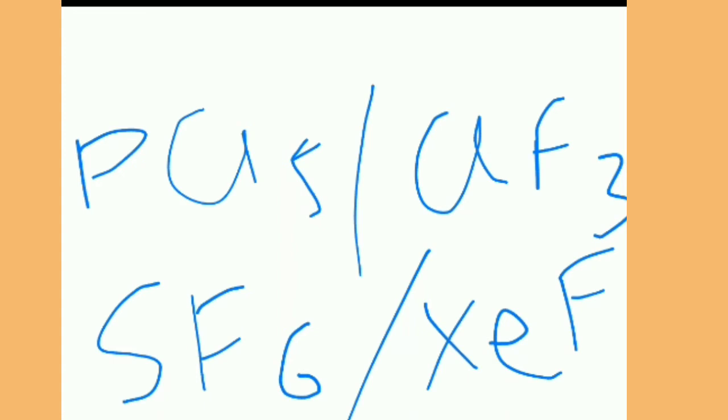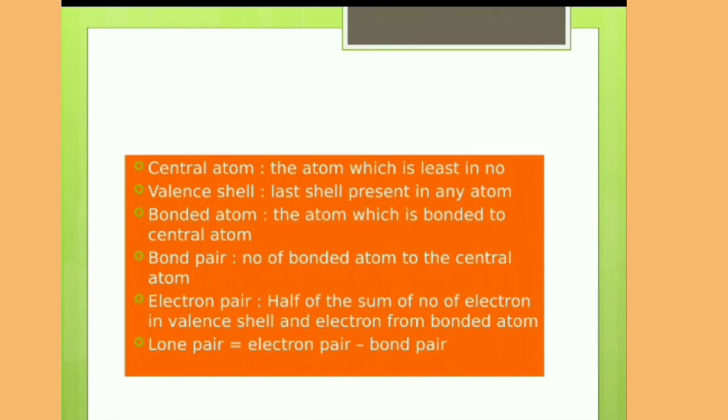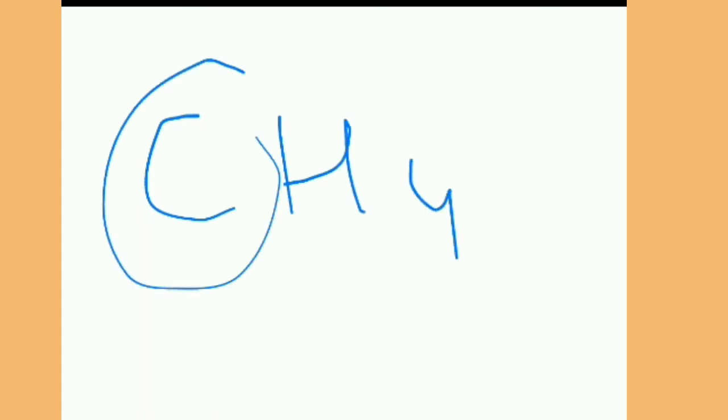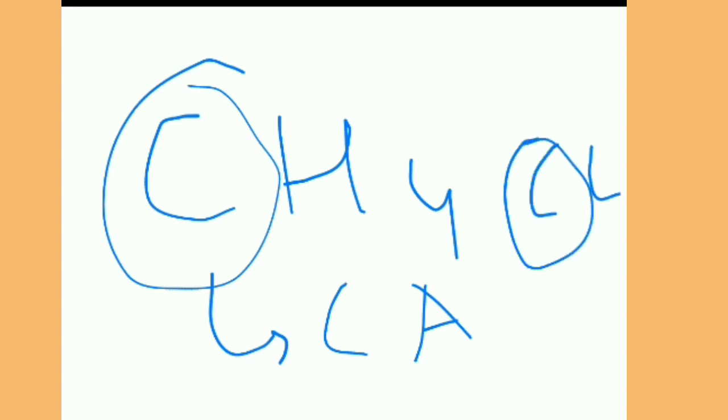Now I will discuss valence shell electron pair repulsion theory. Before discussing it, I need to discuss some basic terms which will be needed to explain that theory. The first is central atom. What is the central atom? The atom which is least in number. For example, in CH4, carbon is least in number, so it acts as the central atom. In CCl4, carbon is the central atom. In NH3, nitrogen is the central atom. We can take many examples.